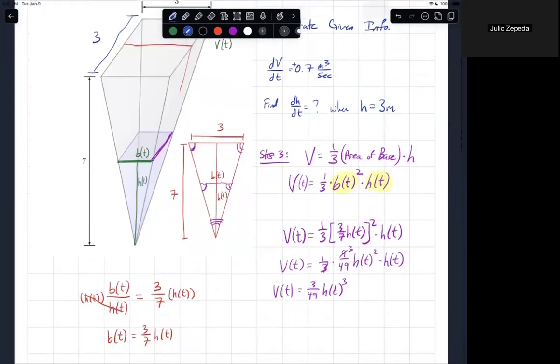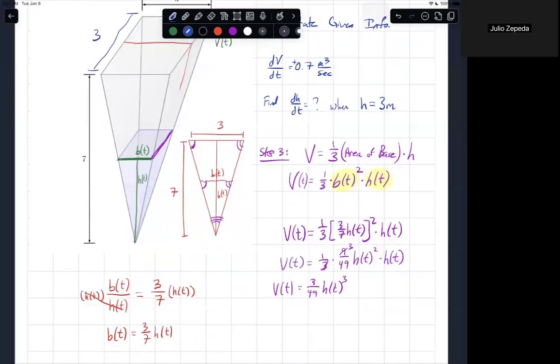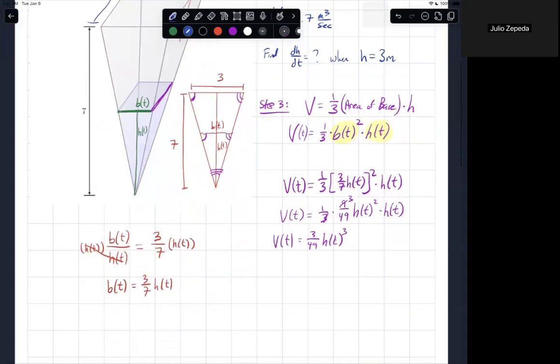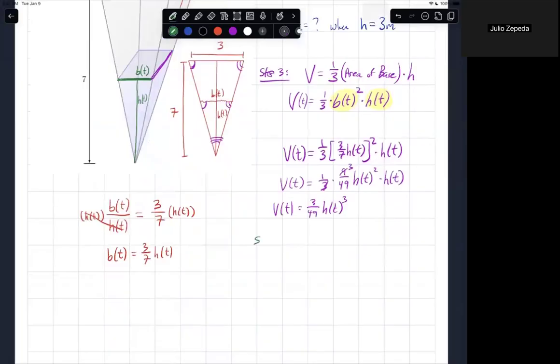Okay, so we've got the formula now for step 3. Our equation is v of t. So step number 4 is to take the derivative. So we'll apply d dt, the derivative of v of t is equal to the derivative. And you know what, I'll write the constant outside. 3/49 times the derivative. Right, the constant multiple rule allows us to do this. So we'll do the derivative of h of t cubed.